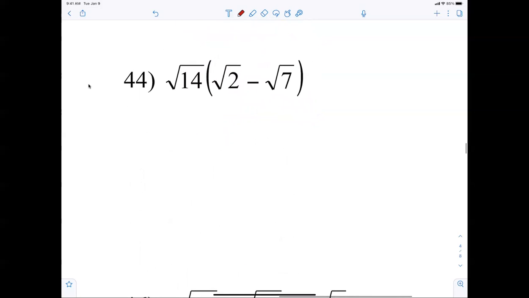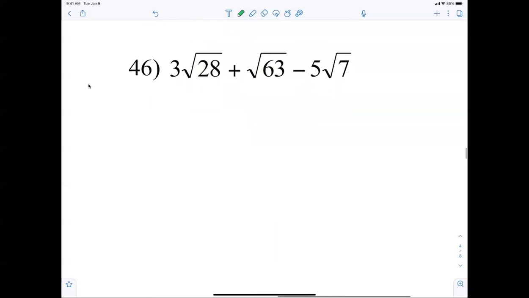Okay, here we go. Let's be careful with 44 now. Square root of 14 times 2. There's a common what? 2. What's left behind? 7. Now I have to go 14 times 7, so I see a common what? Is everybody okay with that? Anybody have any issues with 2 radical 7 minus 7 radical 2? All right, everybody break down 46.